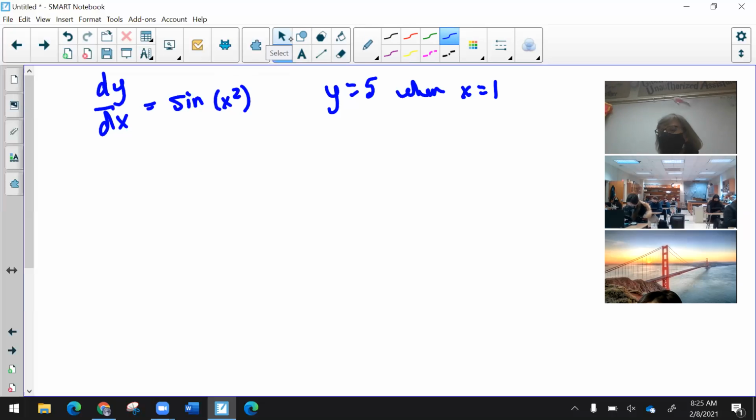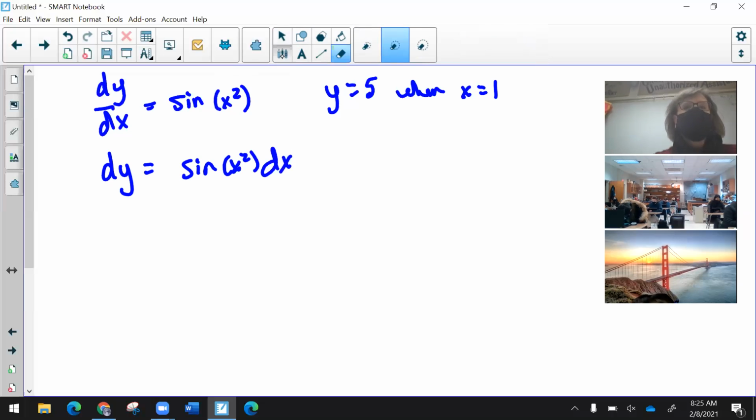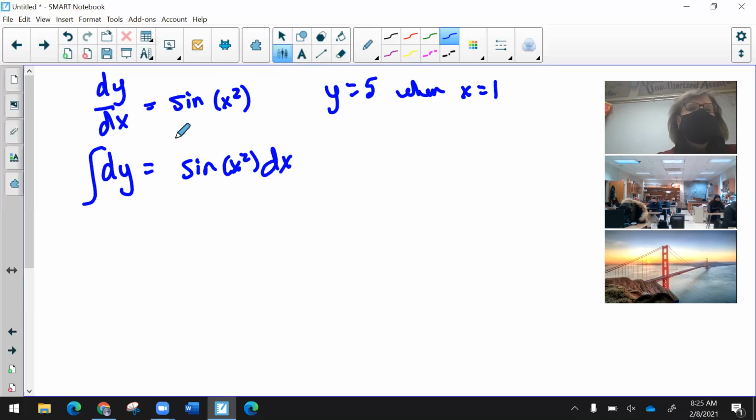So again, if you're asked to solve a differential equation, basically you want to know y equals something. Okay. So the first thing that we're going to do is bring that dx over to the other side. And then we're going to integrate both sides.